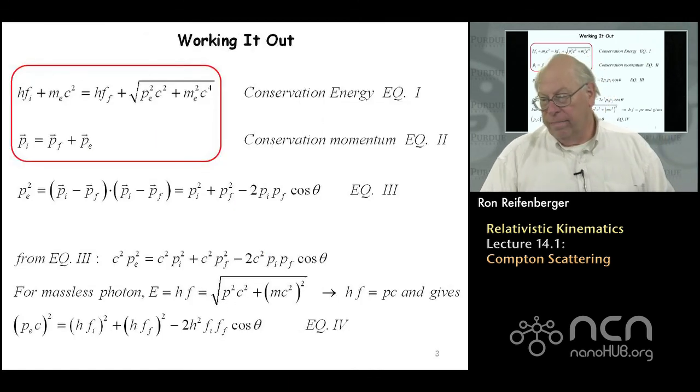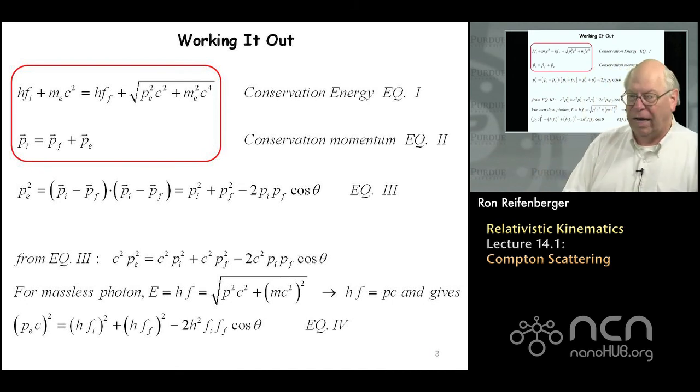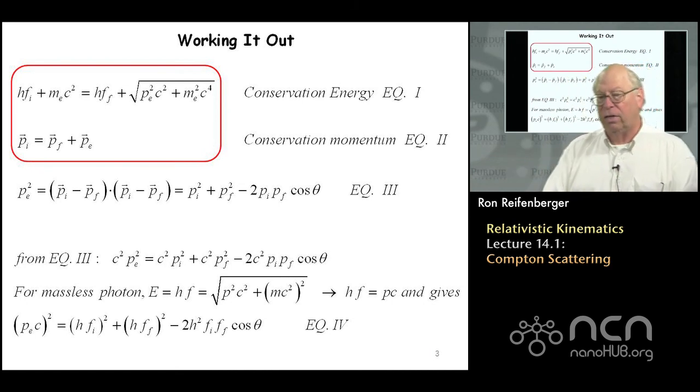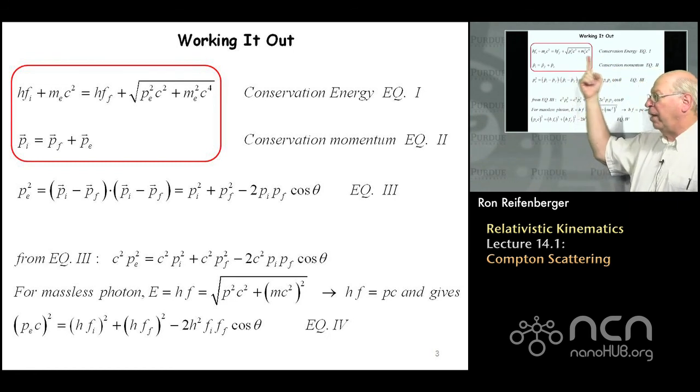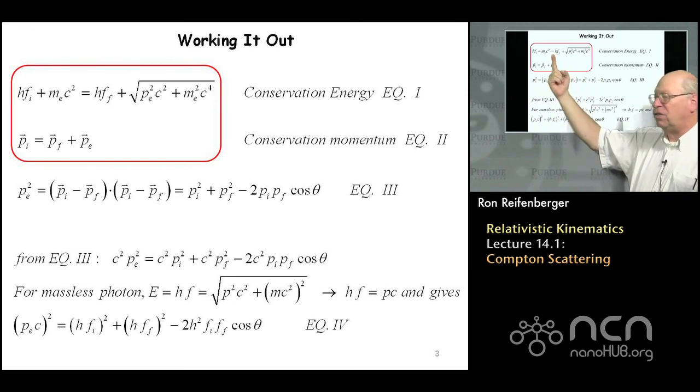So the next couple slides are just a lot of algebra, and I won't go through all the details, but I will mention that we start with two equations. One is a conservation of energy equation, the other is a conservation of momentum equation. So the conservation of energy equation says that the incident photon energy, h f_i, plus the rest mass energy of the electron, mc², is equal to the final photon energy, h times the frequency f_f, plus the total energy of the recoiling electron, which now has to be written as the square root of p²c² plus m²c⁴. So this is the relativistic term that has to be included.